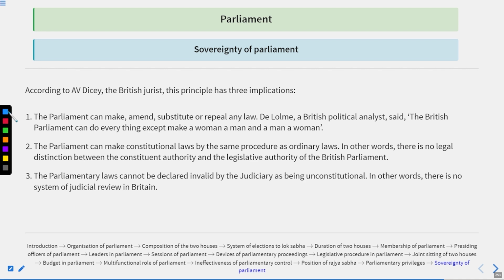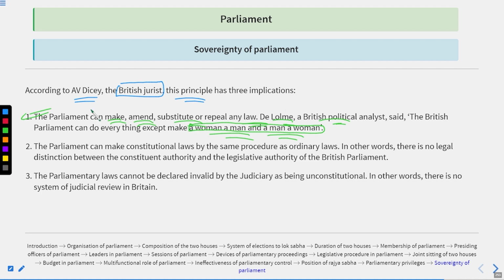And there is a person, A.V. Dicey, the British jurist, and this principle has three implications. The first implication is that Parliament can make, amend, substitute or repeal any law. Do you follow me? A British political analyst said the British Parliament can do everything except make a woman a man and a man a woman. It means they could not change the basic principles, but they could change most of the implications of them.